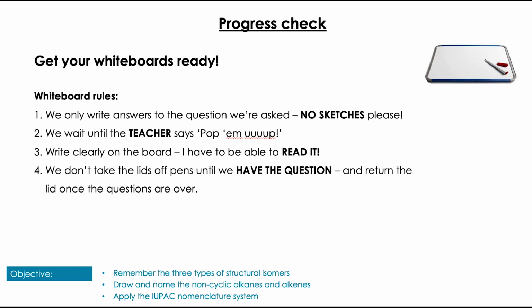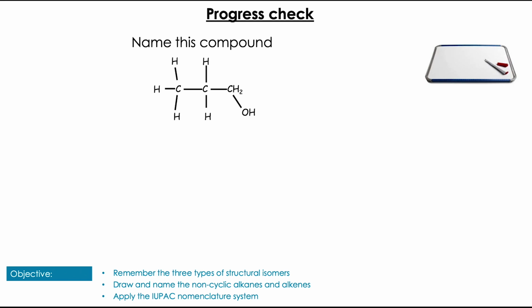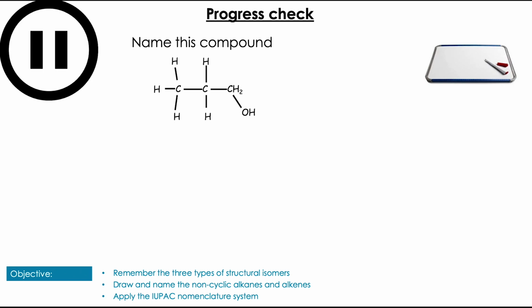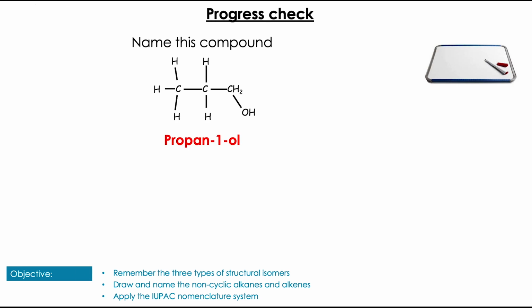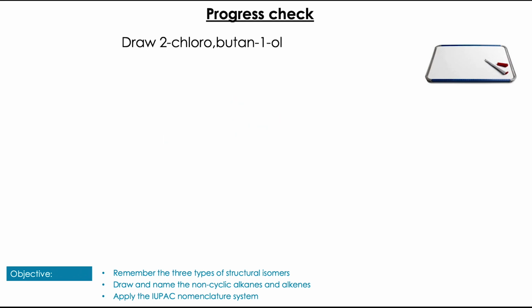And time to have a go. Name this compound then. Pause the video. Pop 'em up! Hopefully you got propan-1-ol, 3-carbon parent chain, alcohol is on the first carbon. Nice and simple then. Try your hand at this one.